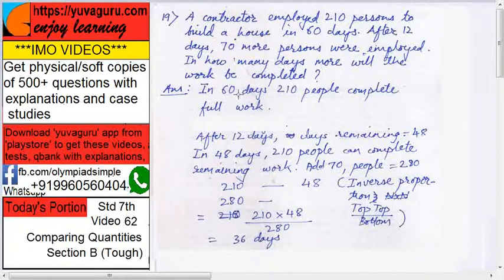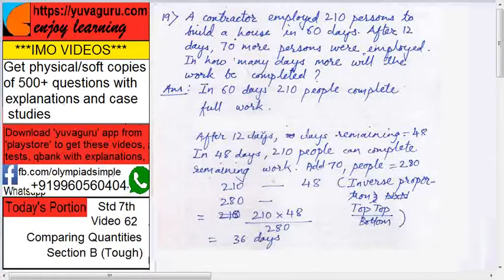In 60 days, 210 people complete the full work. So in 12 days, how much work will be completed? The total days remaining is 48 after 12 days. Out of 60, 12 are gone, so 48 remaining. So in 48 days, the remaining work is to be completed. Now what work is remaining?